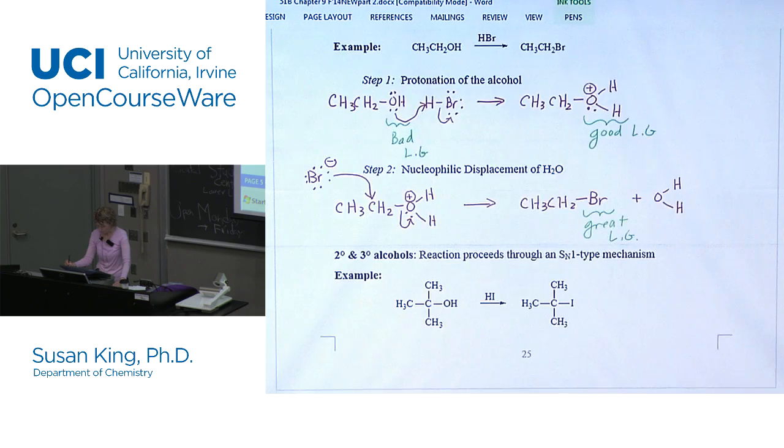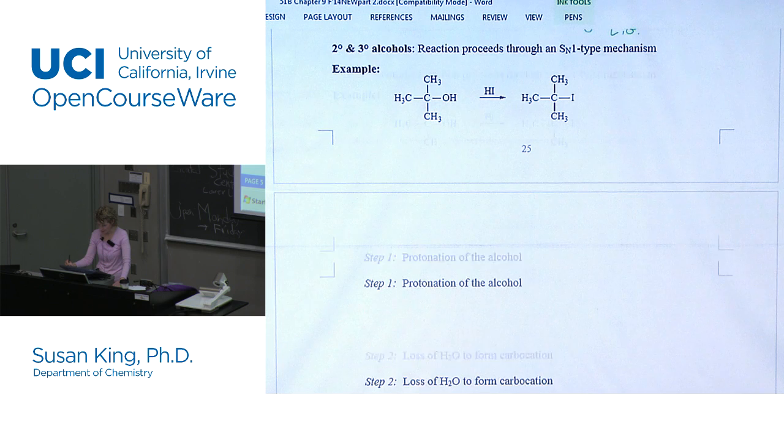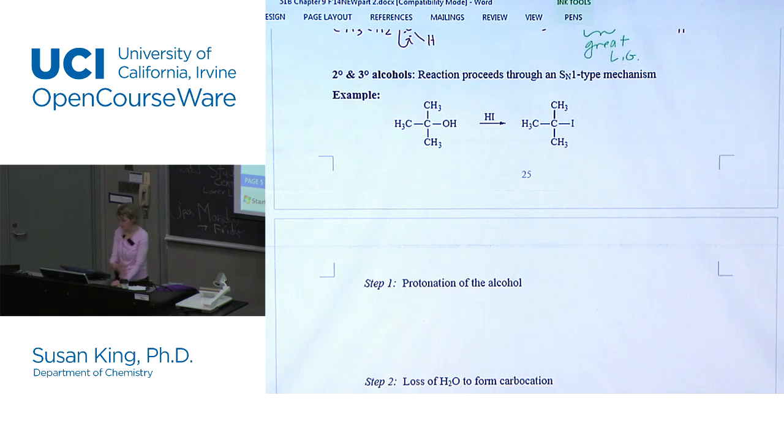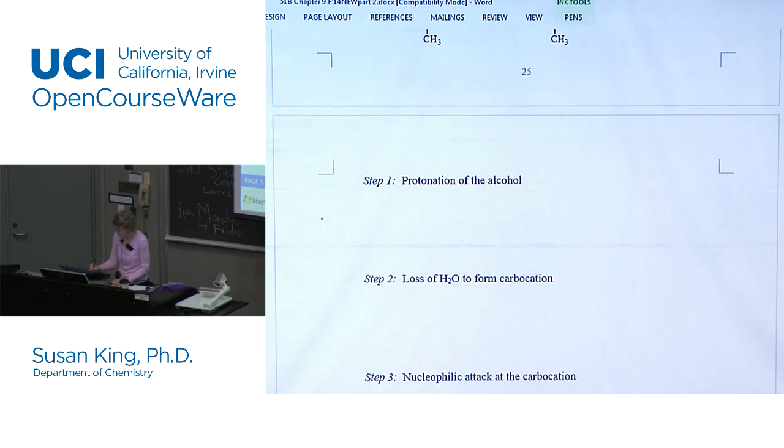Let's look at secondary. Reaction proceeds through an SN1 type mechanism. Here's an example. Tertiary alcohol, HI, converts it into tert-butyl iodide. All right, so step 1 is going to be exactly the same. We're going to protonate the alcohol, so let's do that here.